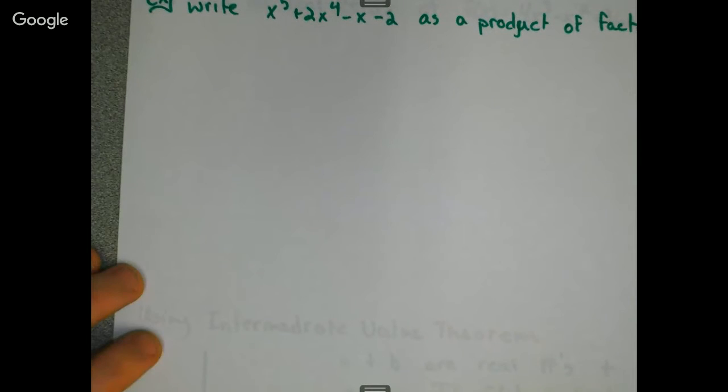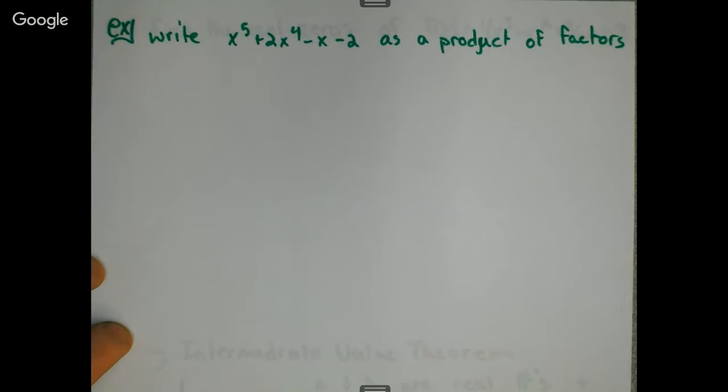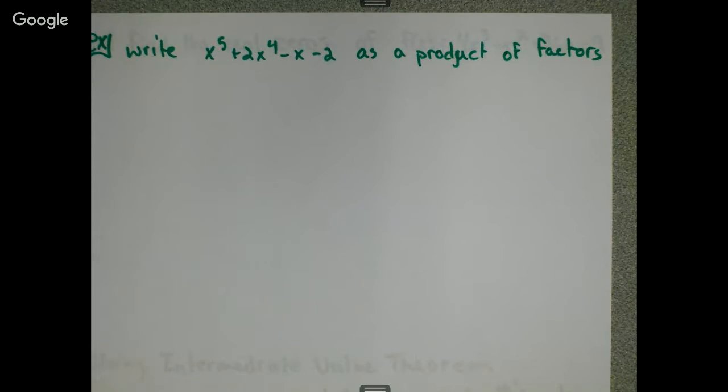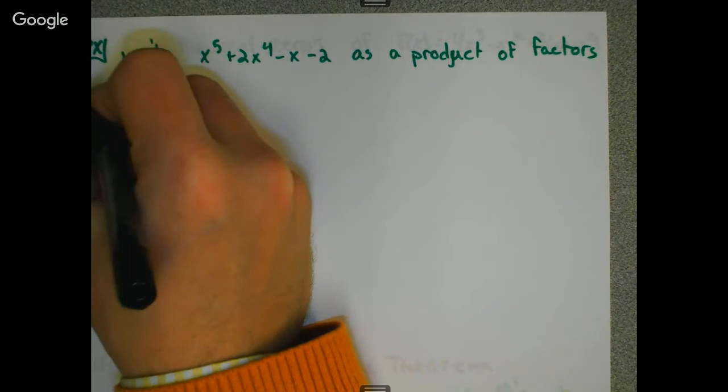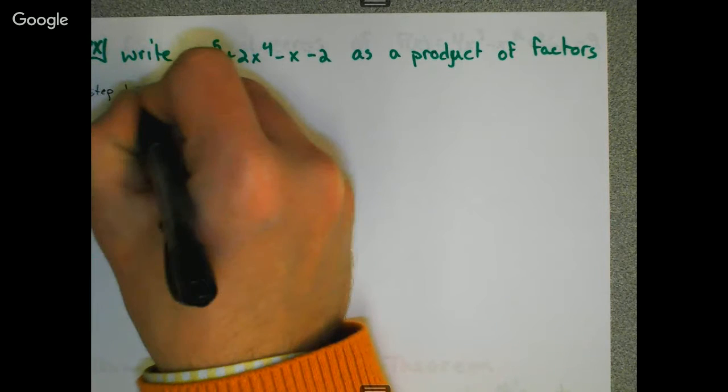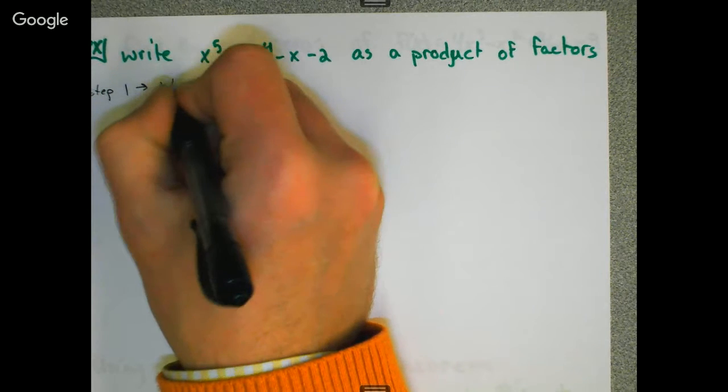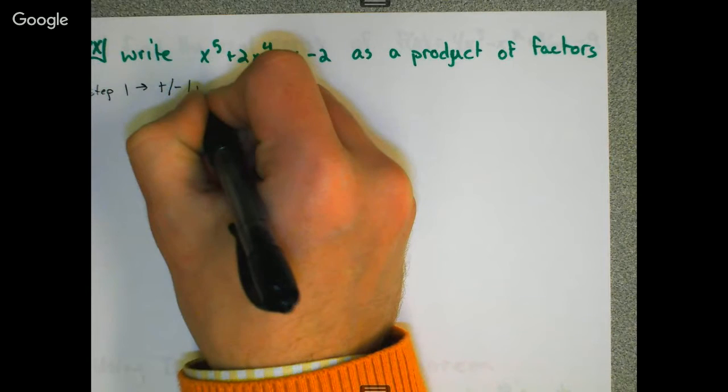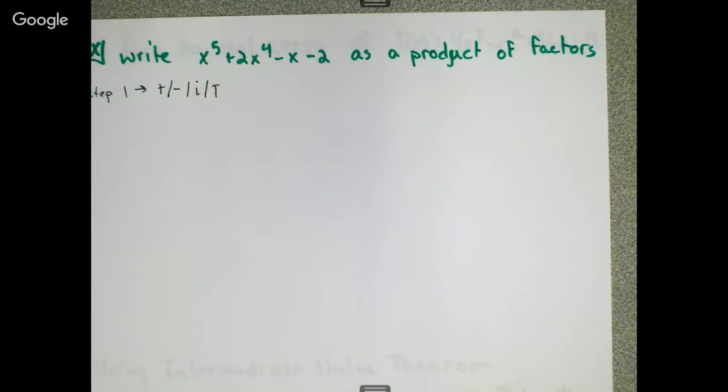All right, so here we go, kind of into some harder problems here. So we're going to write x to the 5th plus 2x to the 4th minus x minus 2 as a product of factors. Okay, so step 1 is our plus minus I t table. Okay, that's what we want to look at first.